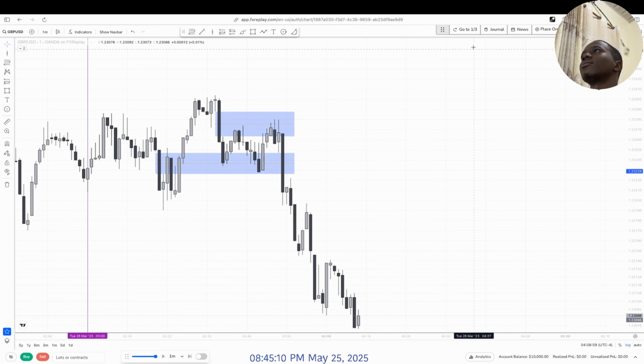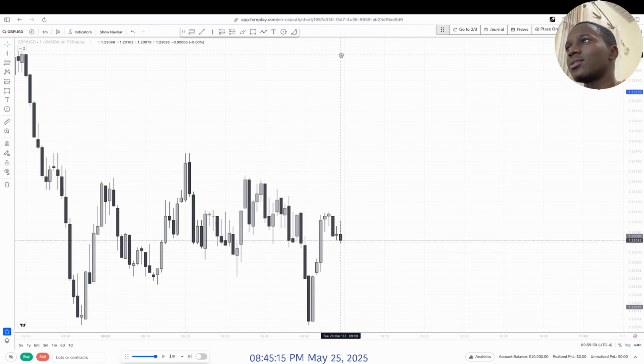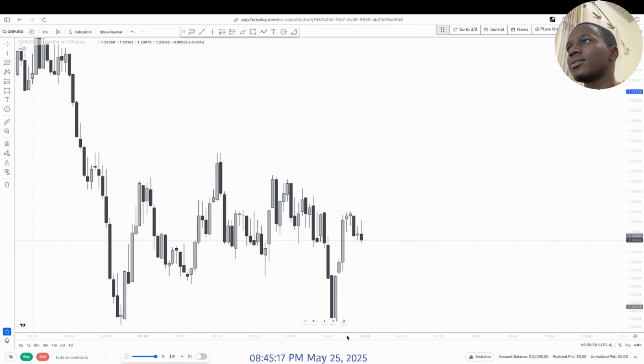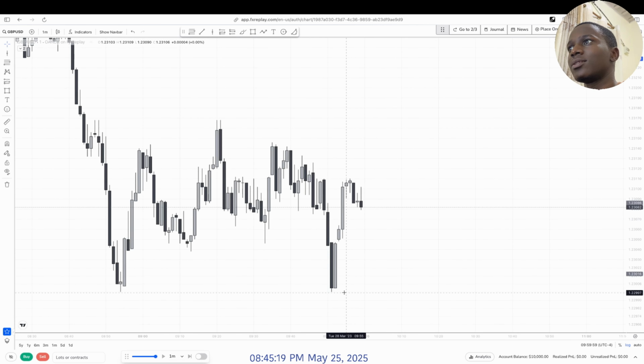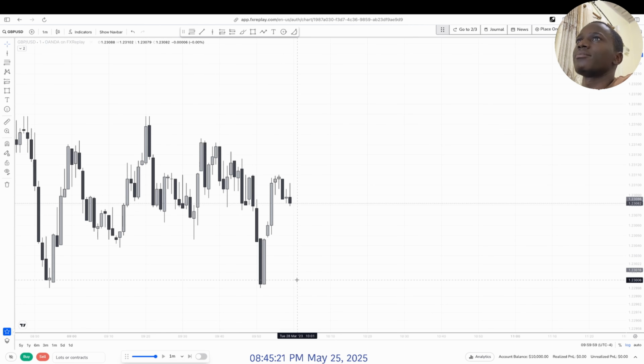Let's wait for the next silver bullet session. Now, let's go to it. Okay, so we are on the 1 minute. You can see some equal lows, liquidity there.